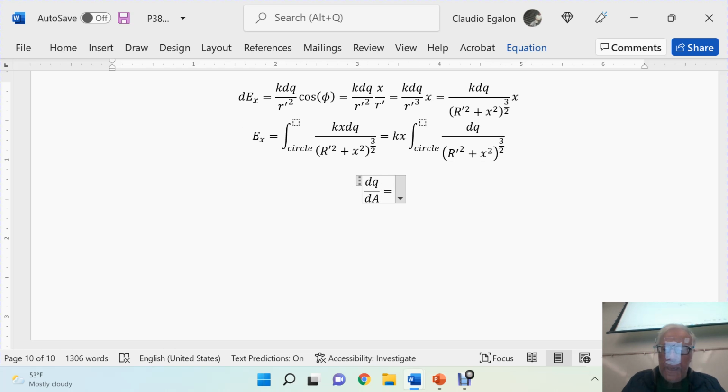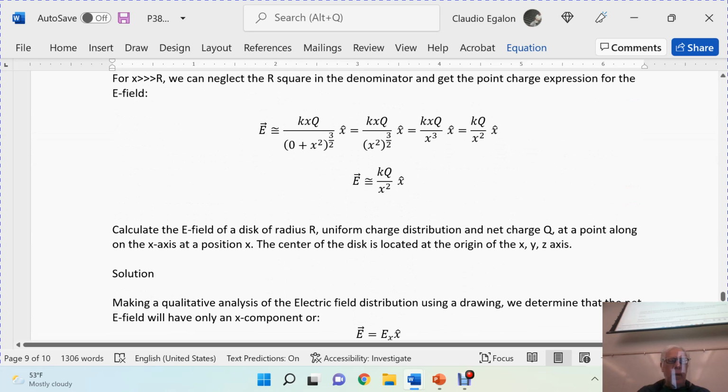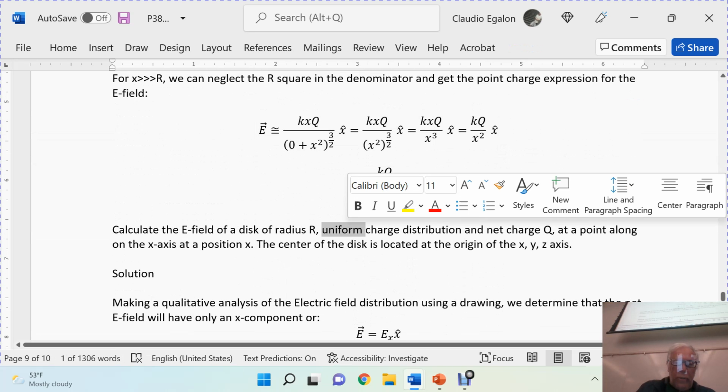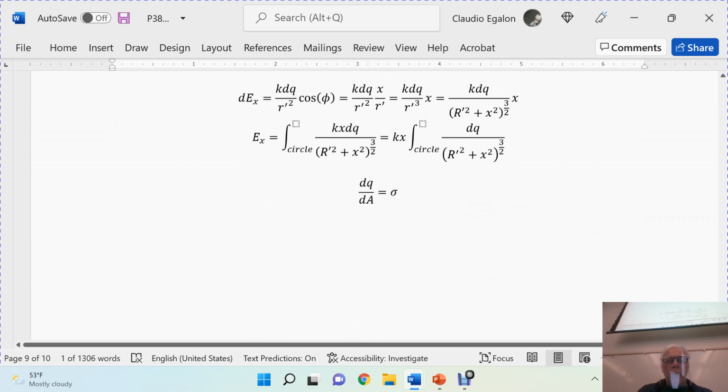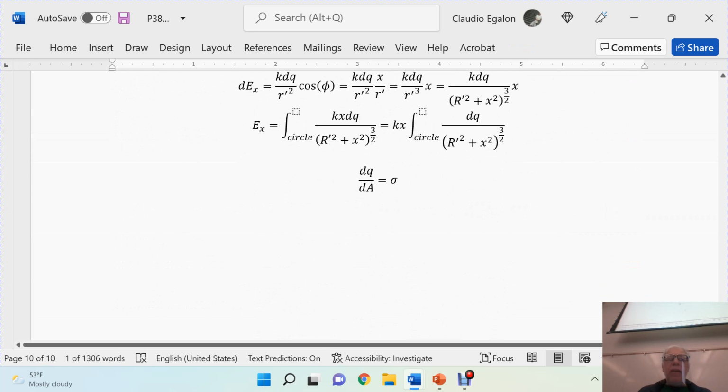given by a charge density, uniform charge density. Don't forget this one is uniform charge density, right? Did I write that down here? Calculate a uniform charge distribution. If it's non-uniform, the problem is more difficult mathematically. Having written that this way, now we can here write my dq in terms of sigma and dA. Sigma and dA. And substitute right in here.